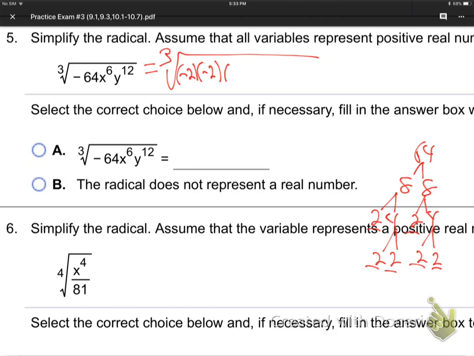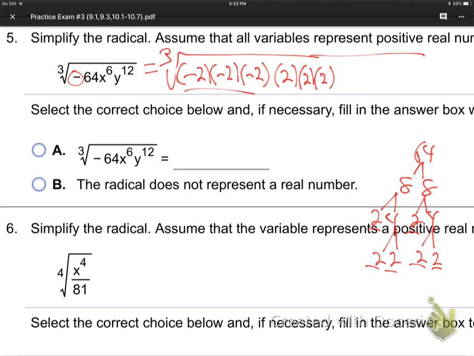Negative 2, negative 2, negative 2, negative 2, negative 2, negative 2. No, that's not true, actually. Because 6 negatives would be positive. So that's not true. How do we do that then? Well, it's actually 3 negatives and 3 regular 2s. You see that? Because 3 negatives make a negative, not 6 negatives. That was wrong of me, because 6 negatives, an even amount of negatives, would be positive.